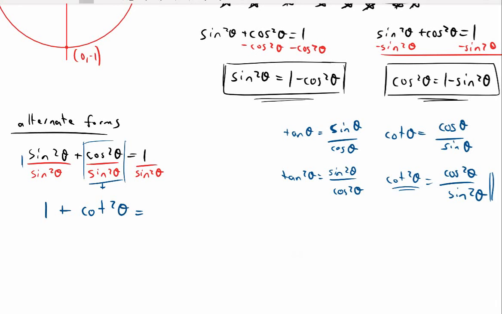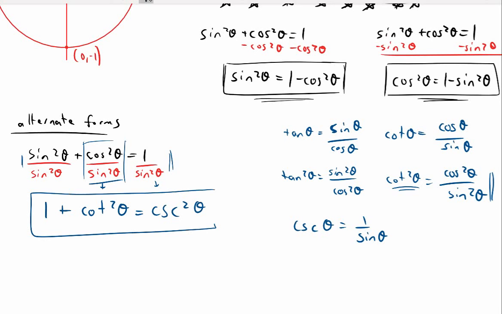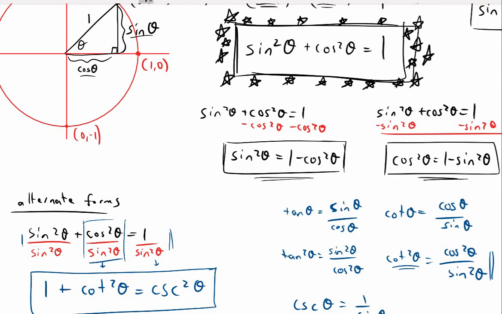equals, we'll also remember our reciprocal relationships. Cosecant is the reciprocal of sine. So when I have 1 over sine squared, that is equal to cosecant squared. So here is another alternate form of our Pythagorean identity. Again, this one up here at the top is our primary Pythagorean identity, but there are a few different ways of rewriting it that can be useful in certain situations.